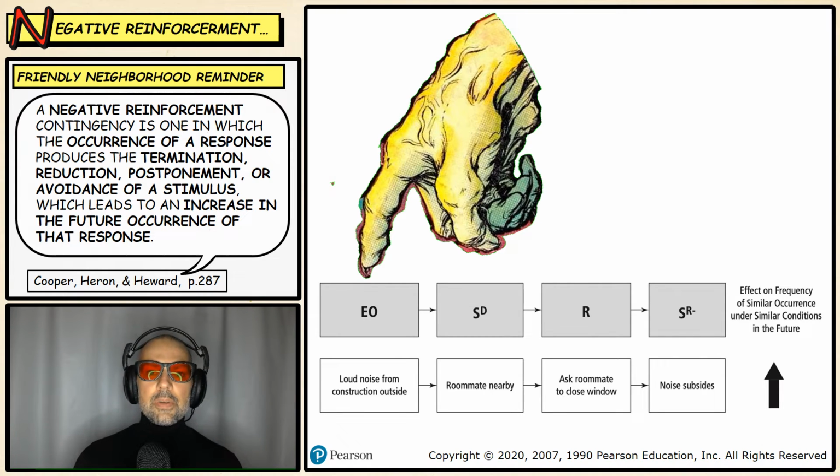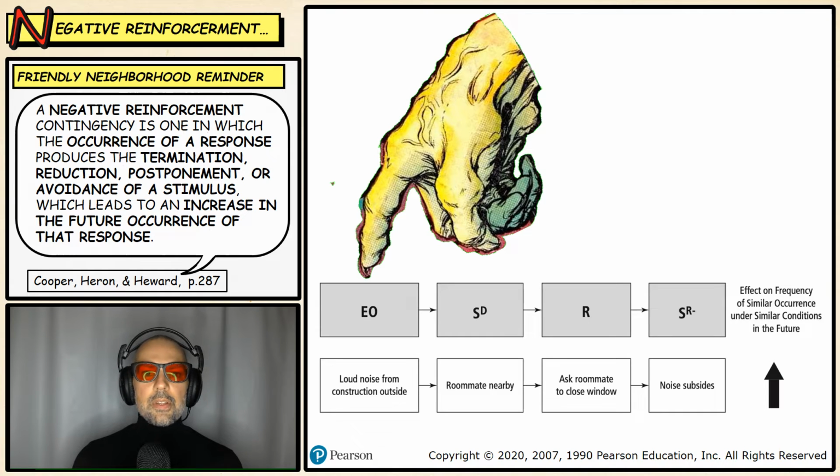Now, this four-term contingency is common to all reinforcement and all contingencies. So positive reinforcement, negative reinforcement, positive punishment, negative punishment, all of them have these four-term contingencies. So this is the video where we're going to take a deeper look at that four-term contingency.